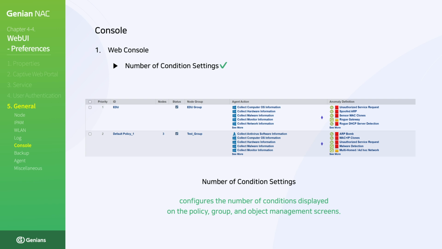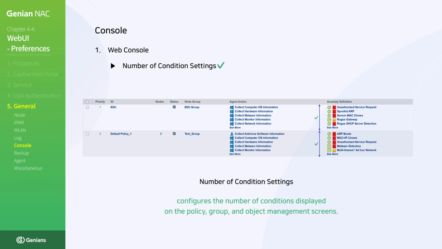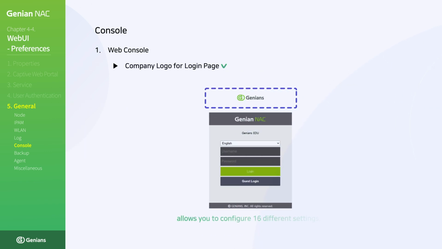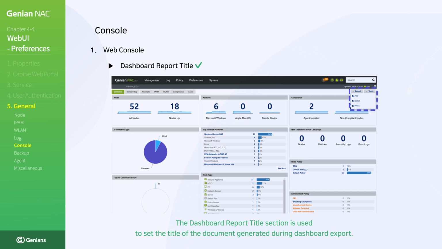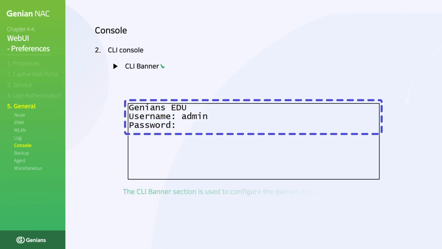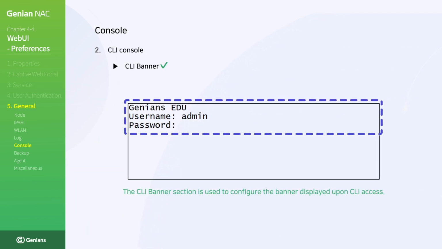The verification code valid time sets the duration for which an issued authentication code can be used during the ID and password recovery process. The validity period can be configured to a minimum of 30 seconds and a maximum of 5 minutes, with the default set to 3 minutes. The Number of Condition settings configures the number of conditions displayed on the policy, group, and object management screens.